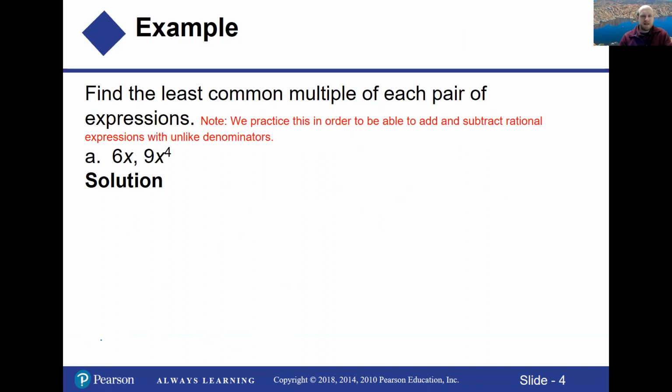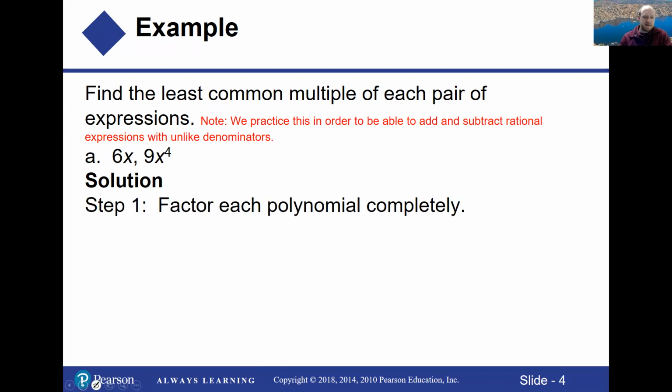Okay, so finding the least common multiple of each. We have to find the least common multiple of each pair of expressions, okay? And again, we're practicing this in order to be able to add and subtract rational expressions with unlike denominators. So if I had a denominator of 6x and a denominator of 9x to the 4th, we would need to find the least common multiple of those in order to be able to add or subtract them.